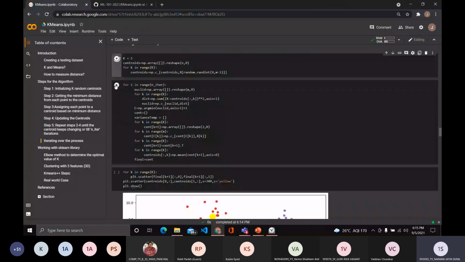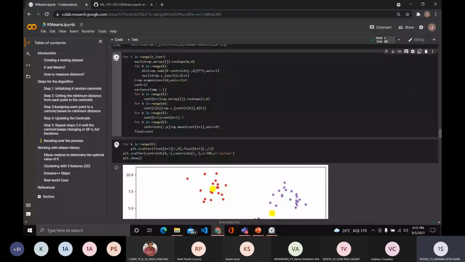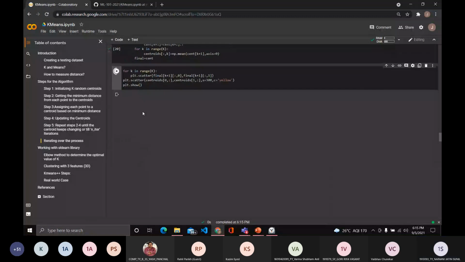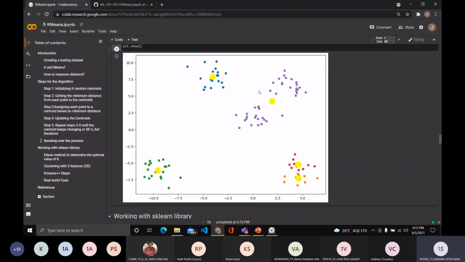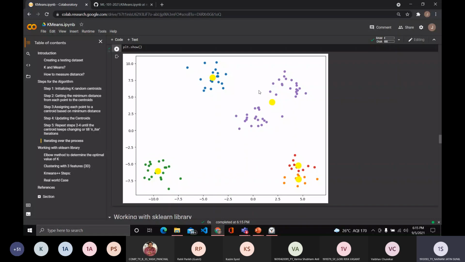If I iterate over the process for 50 iterations, this is my final result. Now you can see that this is not looking great. That's because of our bad initialization. We'll tackle how to optimize the clustering in the later sessions.